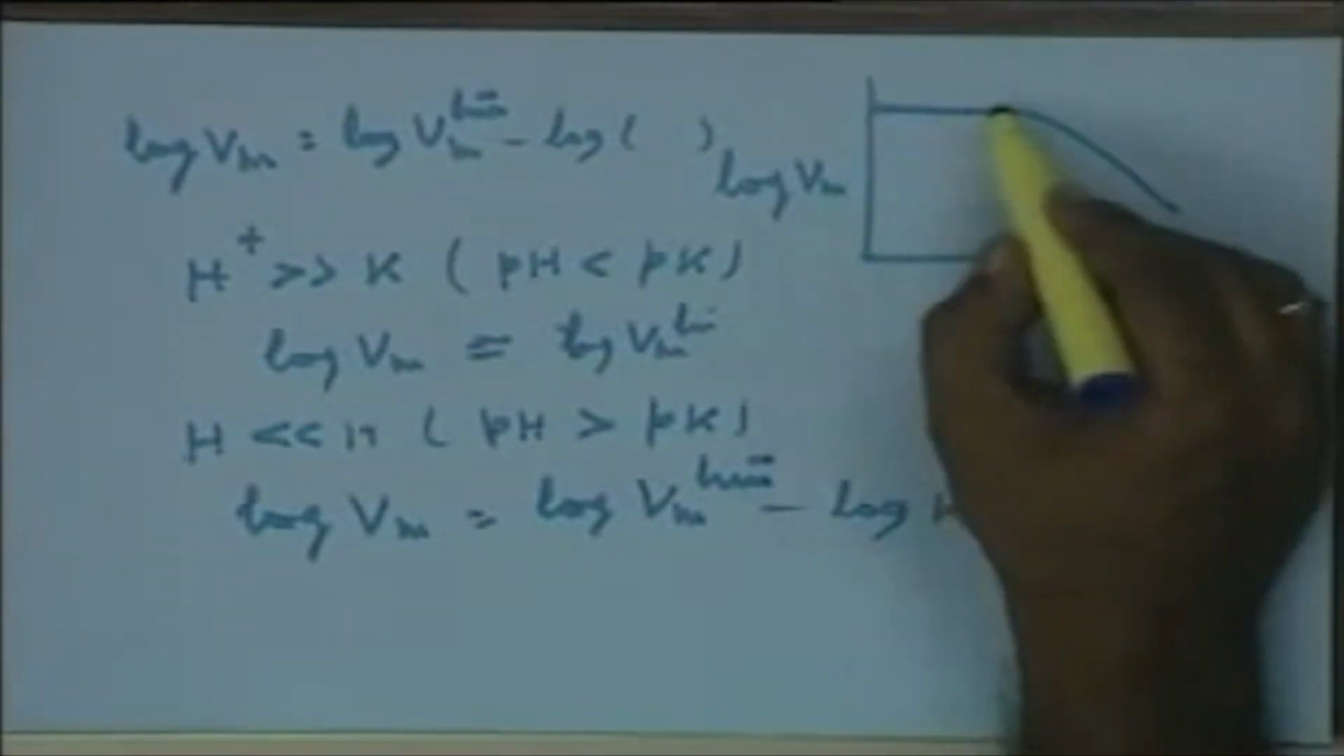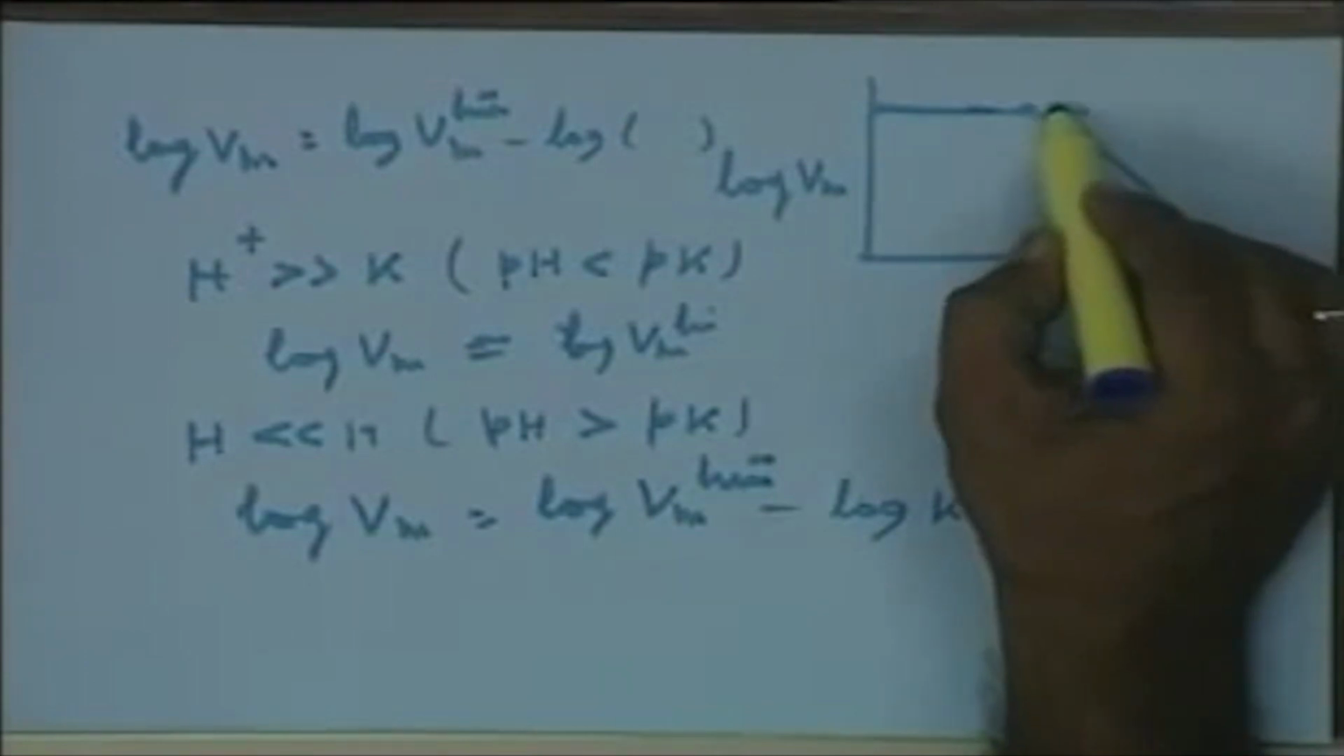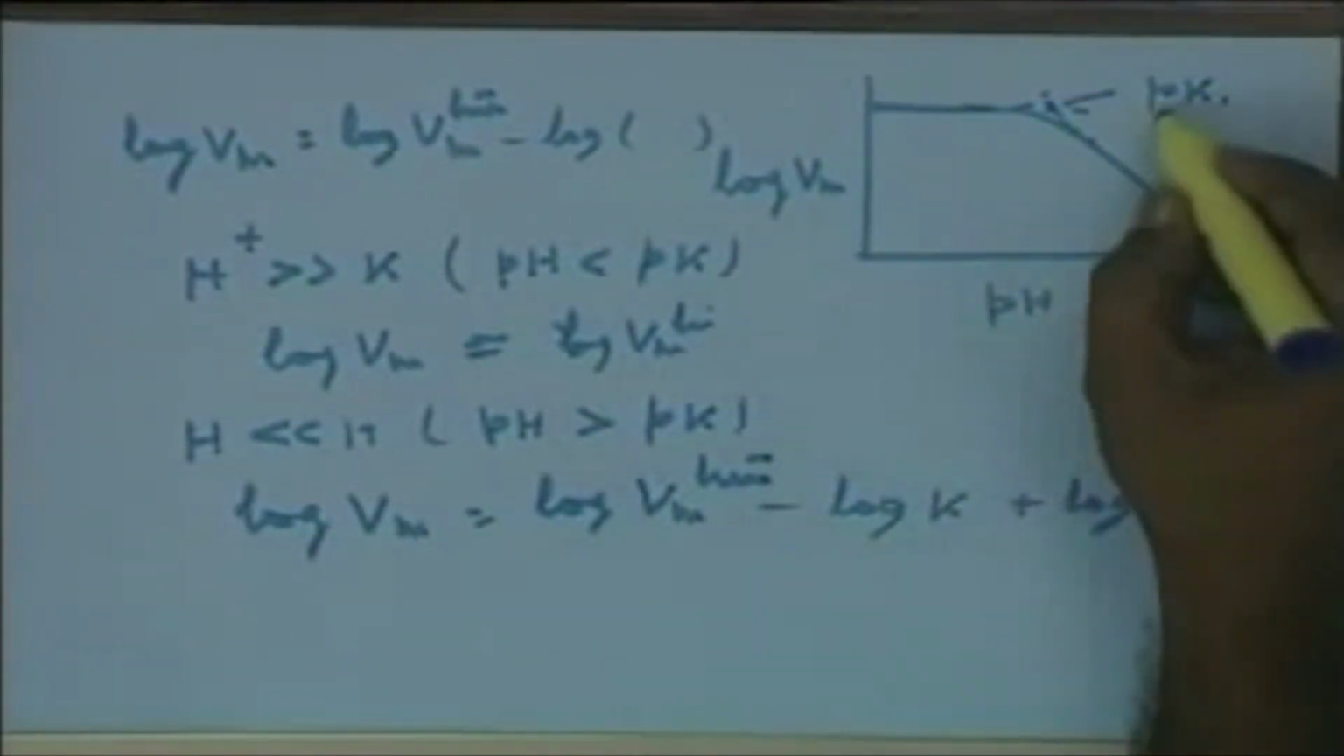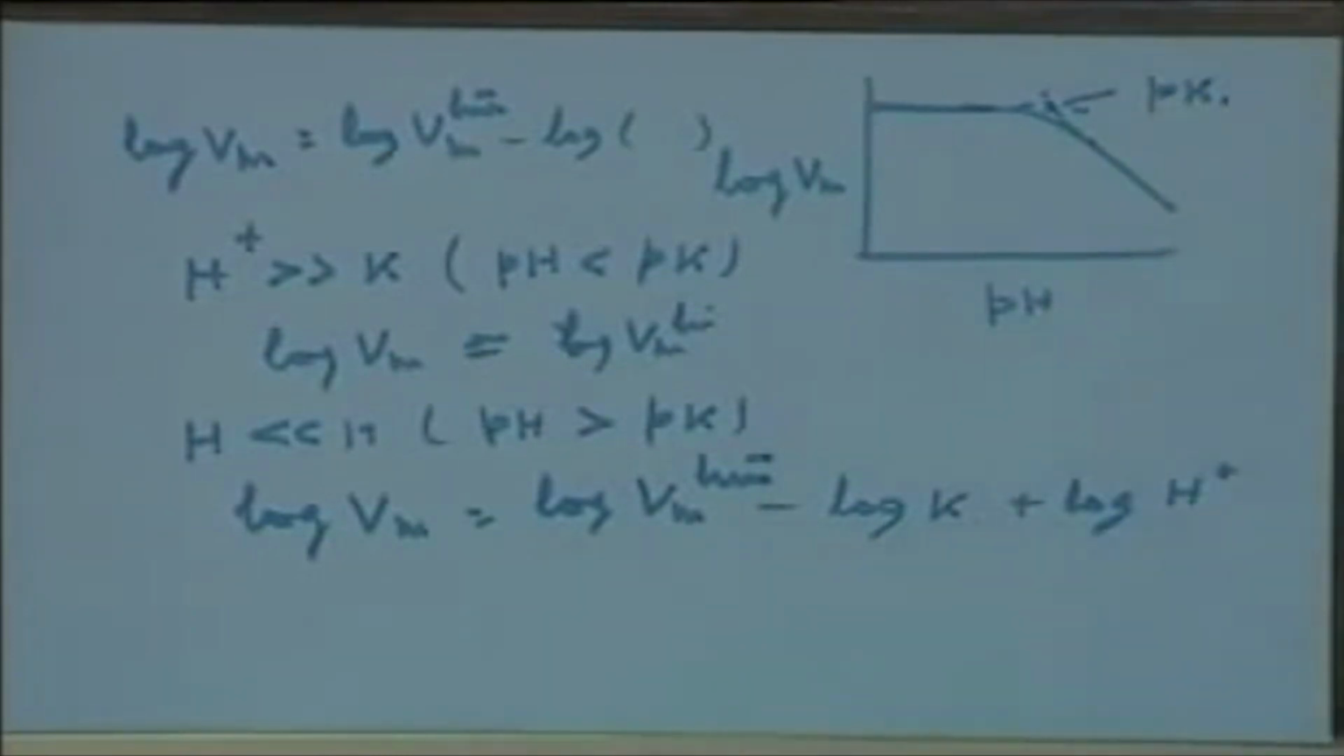And essentially if you extrapolate these two lines, this is the pK of the ionizable residue, and at the point where the pH and pK are identical, you will get a point of intersection at which the two lines merge.